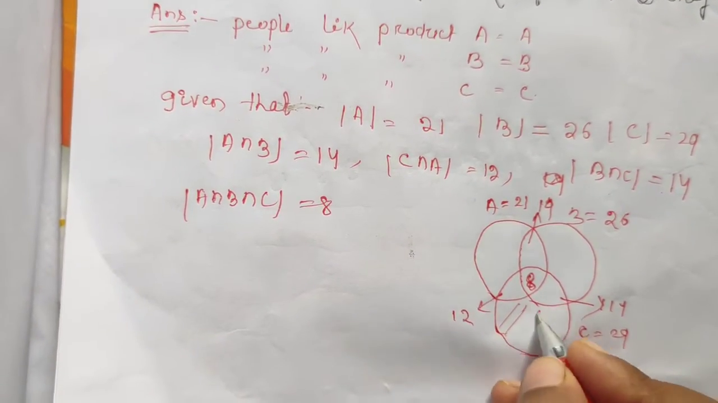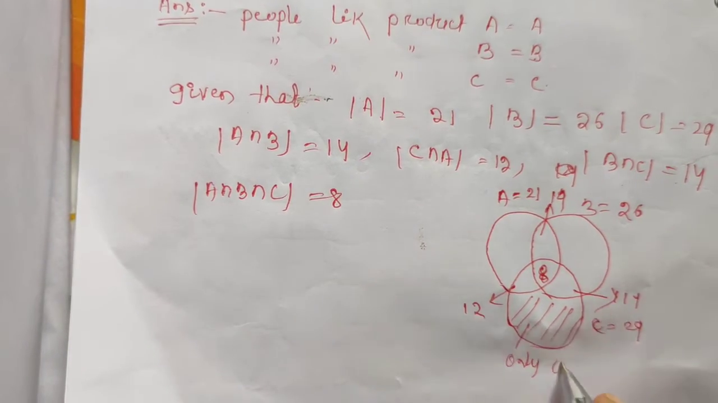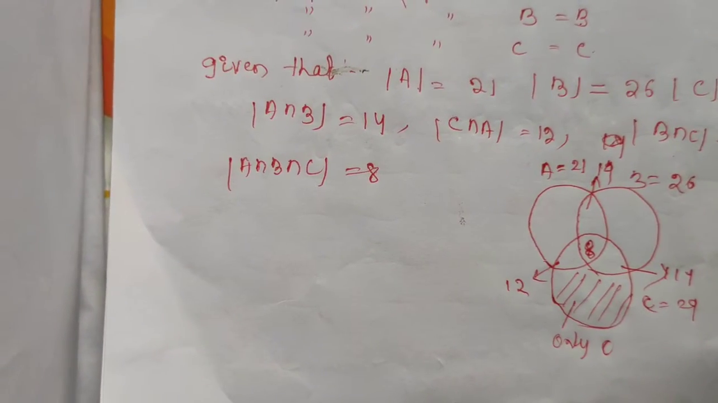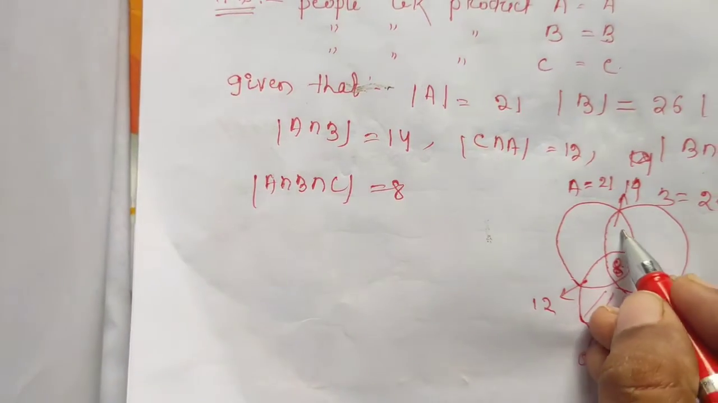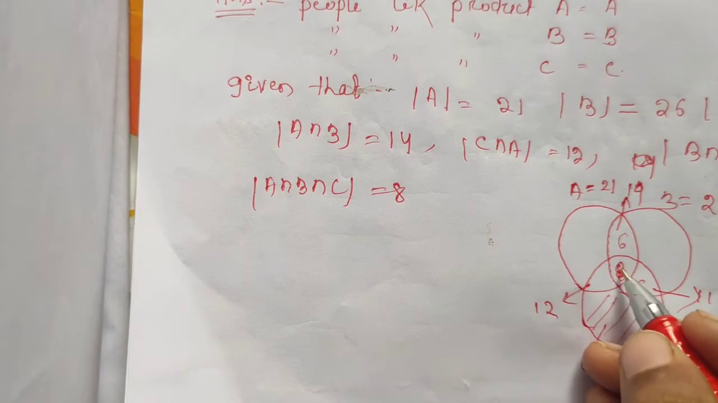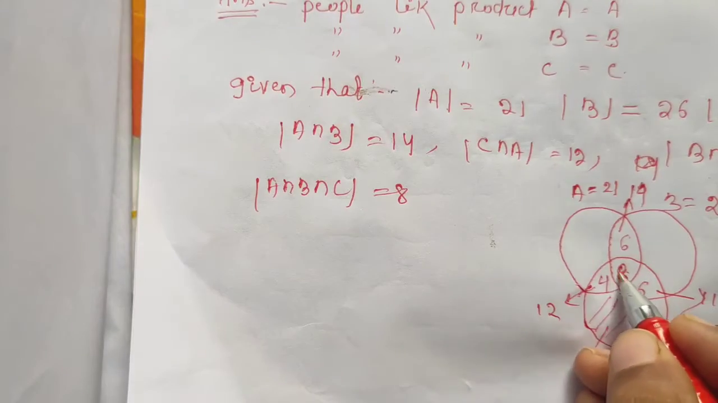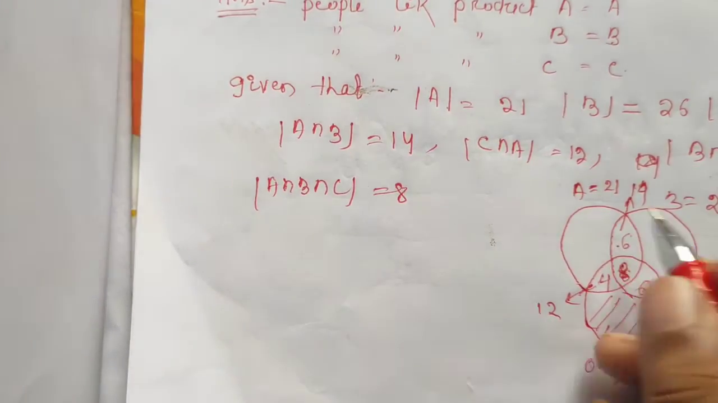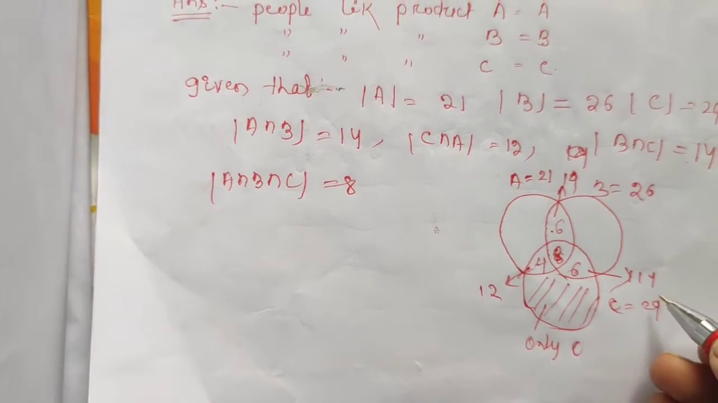Product C only means this region. This is only C. Only C is this. This is 14 and this is 8, that means this is 6. This is 8, this is 14, so this is 6. This is 12, total 12, that means this is 4. 8 plus 4 plus 6 is 18. Total C is equal to 29.